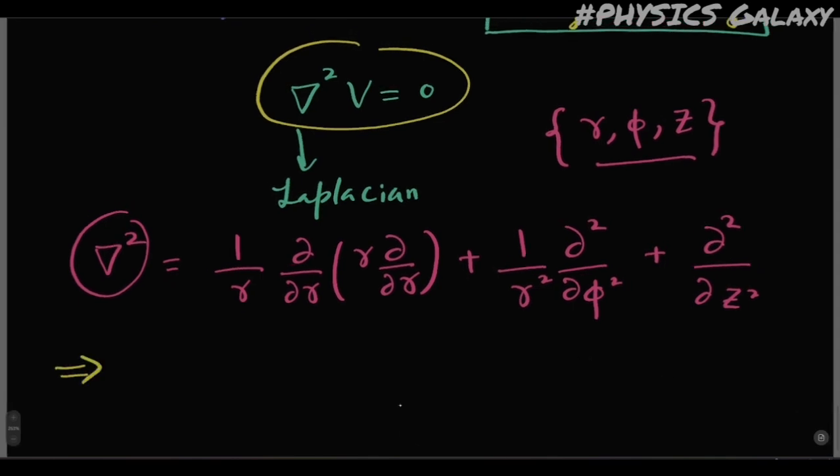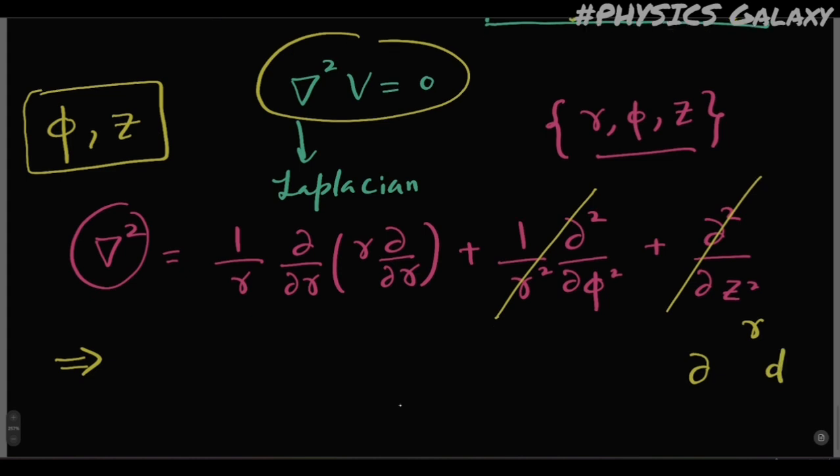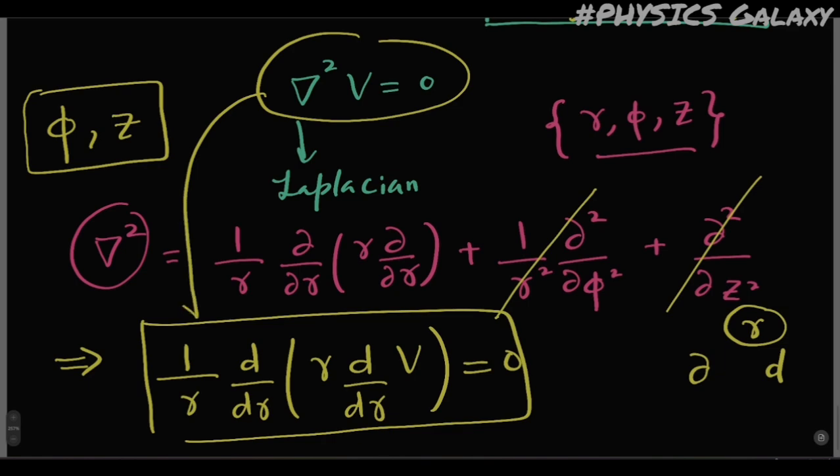Again, we are going to consider only those solutions where there is no phi and z dependency. That means these terms we can drop. Because there is only one variable now, r, instead of dou we can simply write d, since there is only one functional dependence, on r only. So we can write 1 over r d by dr times r d by dr of V equals to 0.